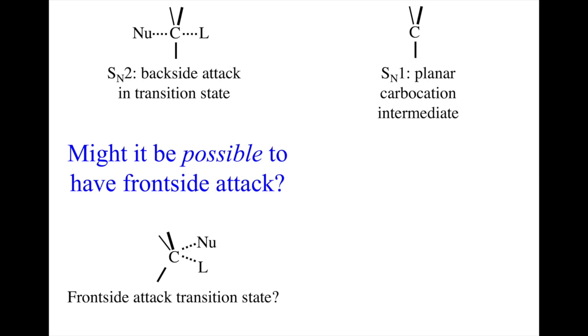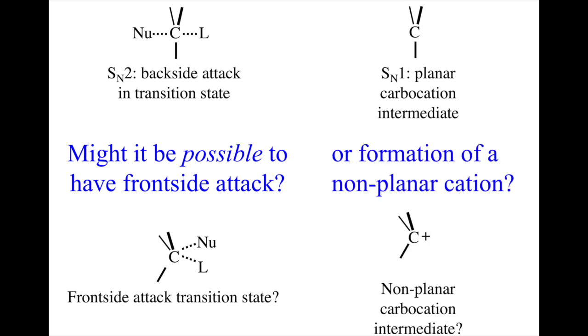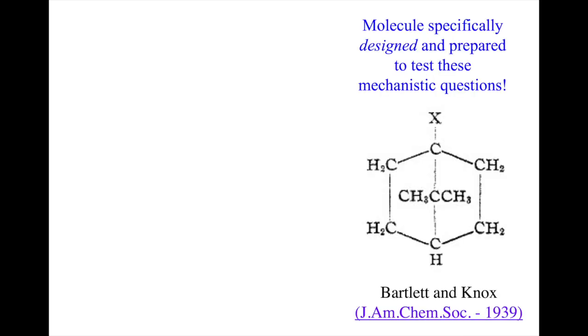But could it be possible to have front side attack like you see here? Or even attack on the ligand itself? Or is it possible to form a non-planar cation? So can I imagine an SN2 reaction that actually keeps its stereochemistry because the cation is never flat? Well, there's a couple of different questions, and a really amazing paper in 1939 set out to answer them both.